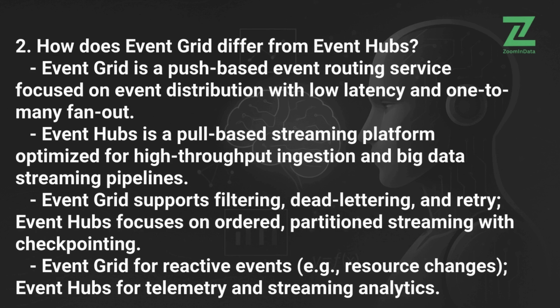2. How does Event Grid differ from Event Hubs? Event Grid is a push-based event routing service focused on event distribution with low latency and one-to-many fan-out. Event Hubs is a pull-based streaming platform optimized for high-throughput ingestion and big data streaming pipelines. Event Grid supports filtering, dead lettering, and retry. Event Hubs focuses on ordered, partition streaming with checkpointing. Event Grid for reactive events, e.g., resource changes. Event Hubs for telemetry and streaming analytics.